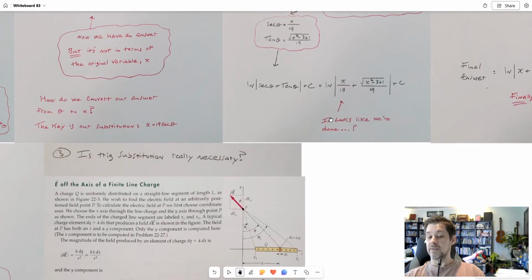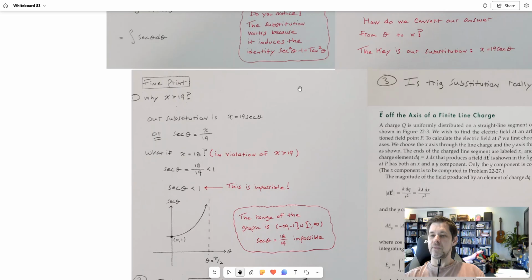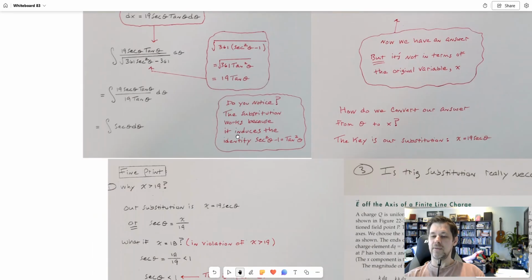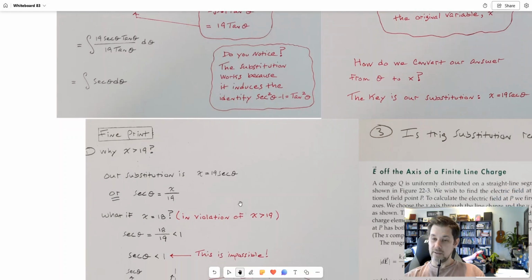There is some fine print that I feel like I should talk about. Why does it say that x has to be more than 19? It didn't just give us the problem. It gave us this other condition that, well, the x can't be 18 or it can't be 17. It's got to be more than 19. So what's the deal with that? I should mention real quick.